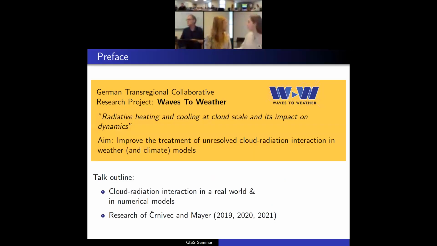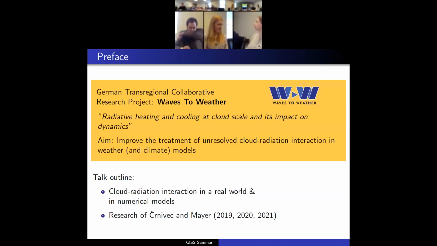So as a starting point, I want to mention Project Waves to Weather, which funded my PhD studies. It's one of the major German research projects in the field, uniting multiple universities and multiple scientists in the field of numerical weather prediction. And I was working on a project entitled Radiative Heating and Cooling at Cloud Scale and its Impact on Dynamics, where we have tried to better understand and ultimately improve the parameterizations of cloud radiation interaction in weather models. So in this project, it was obviously all about the weather, but this calculation of radiative transfer in a cloudy atmosphere is also a common problem in climate models, obviously.